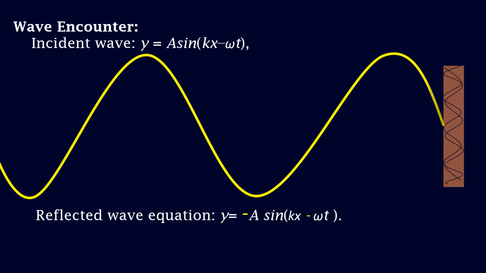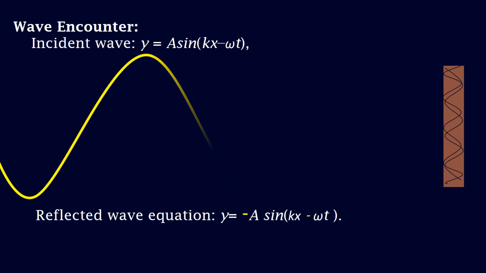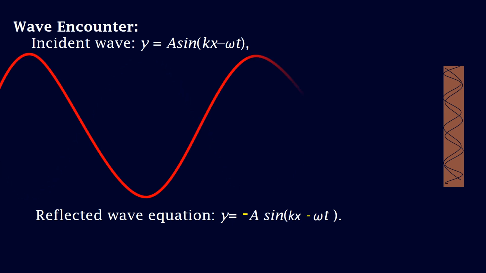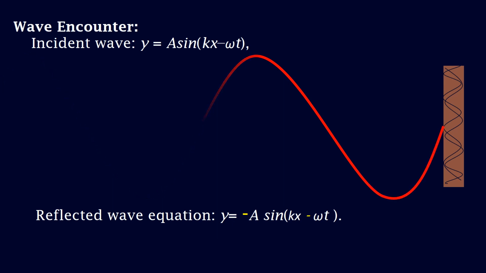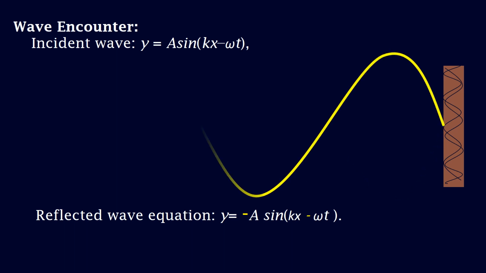The reflective wave is like a mirror image, performing a graceful opposite dance to the original. Up becomes down and down becomes up, a wave waltz. This interplay creates a unique pattern known as reflection.